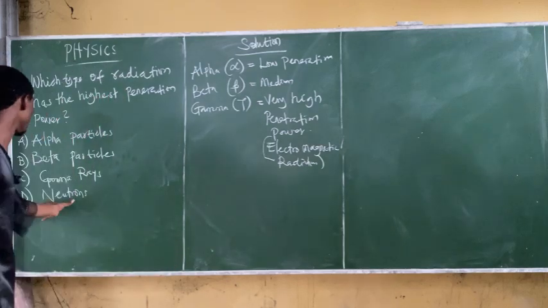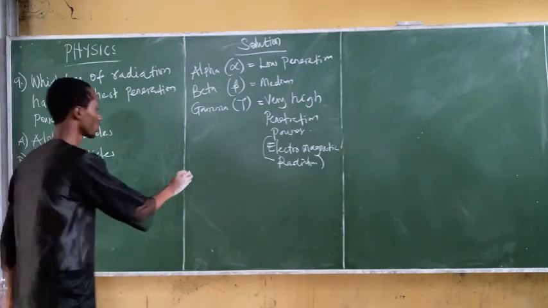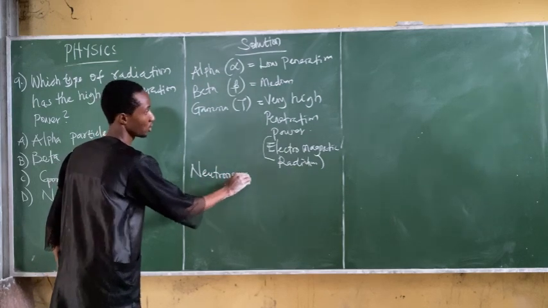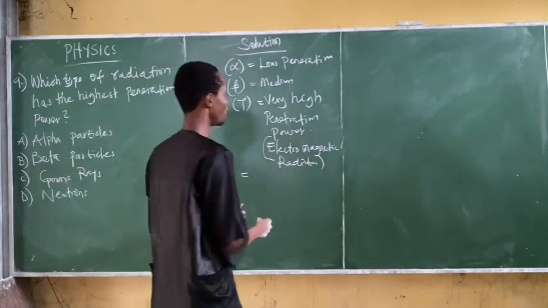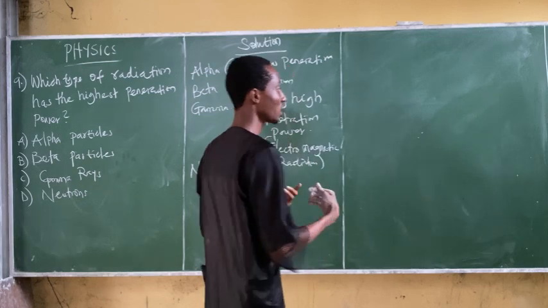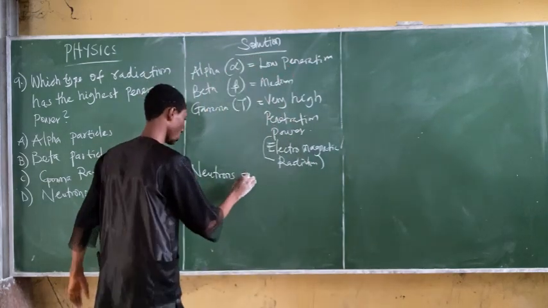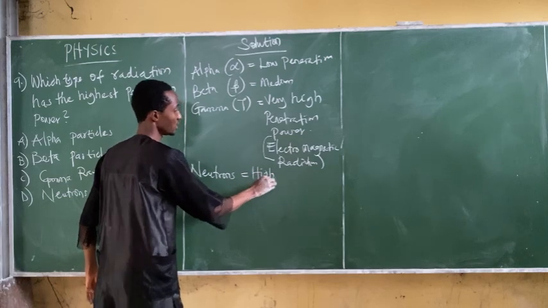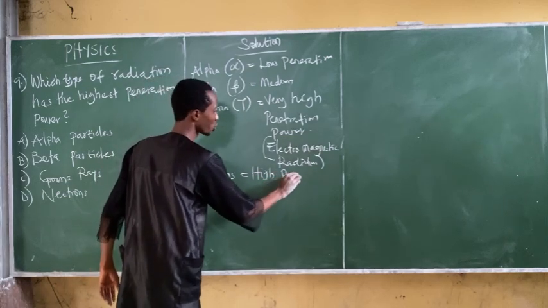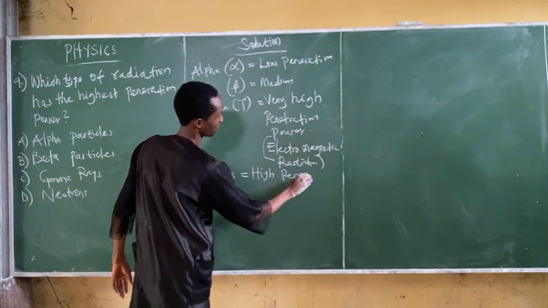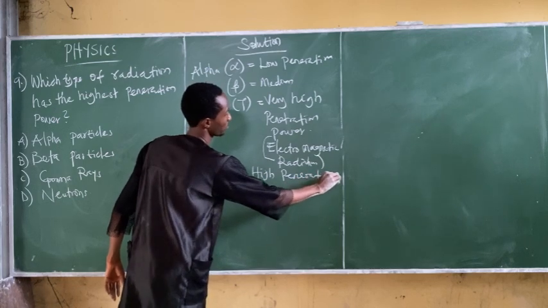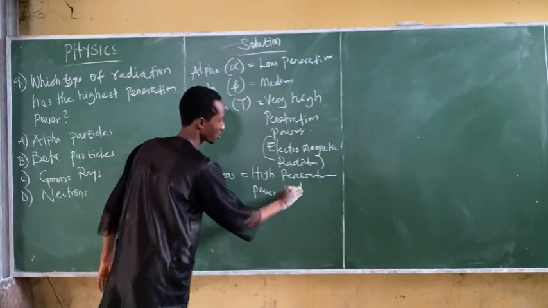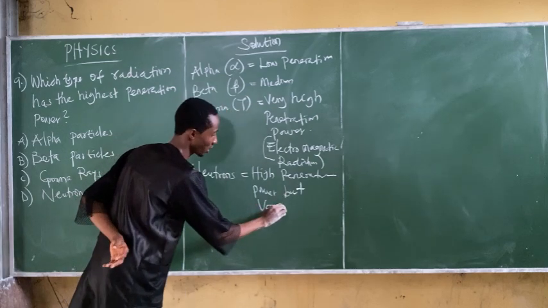This one here is called the neutrons. The neutrons, it has what? Very high penetration power, but it's what? Variable. It varies. So we have its high penetration power, but variable.